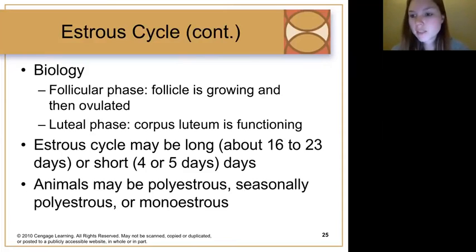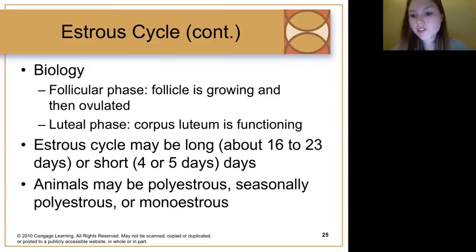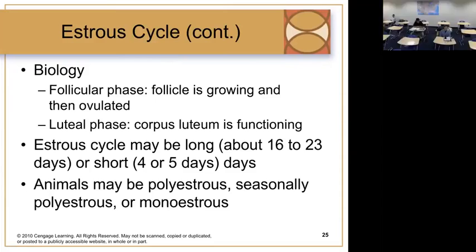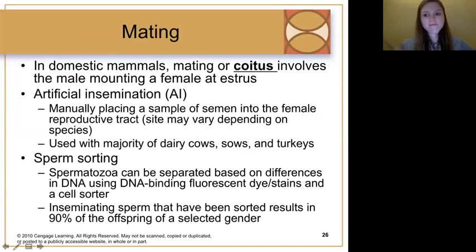So polyestrous means what? Multiple times a year. Multiple times a year, right. And then seasonally polyestrous would be? Just seasonally. Right. So they have many estrus cycles during a certain season. Right. And then monoestrous would be one. Yep. Okay. Everyone's good on that. We've talked about those quite a bit.